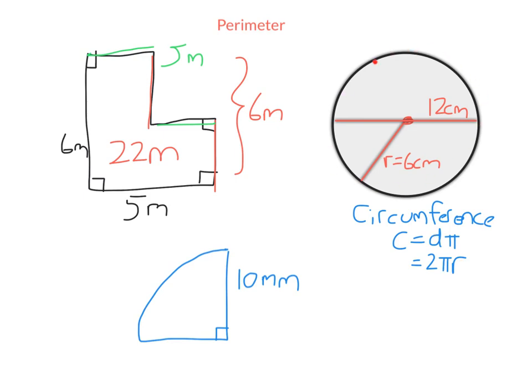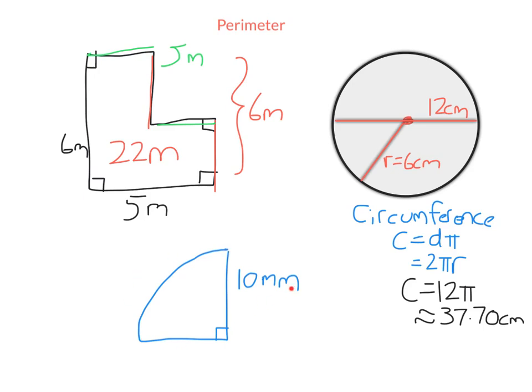So the circumference, or distance around the outside of this circle, is just the diameter times pi. If you put that on your calculator to 2 decimal places, you should get 37.70, and it's centimeters because the radius and diameter were in centimeters.